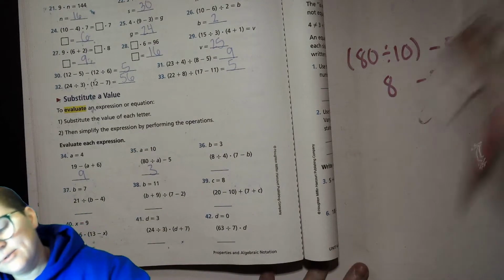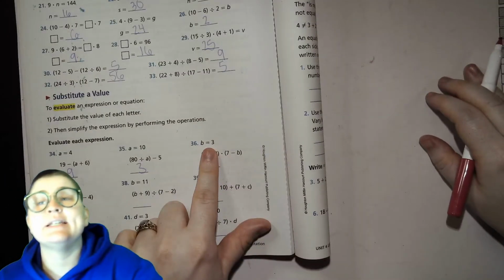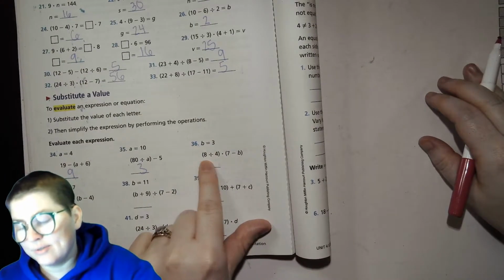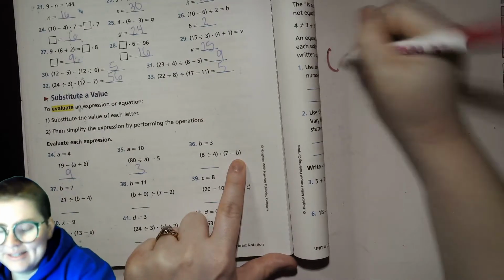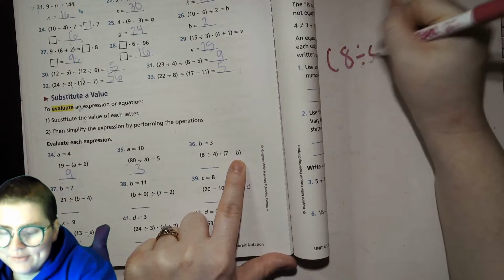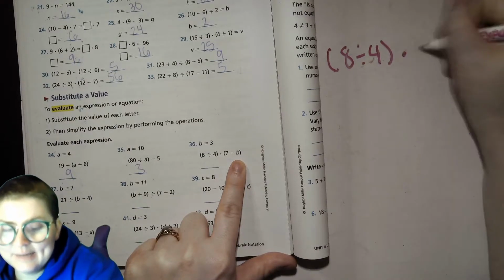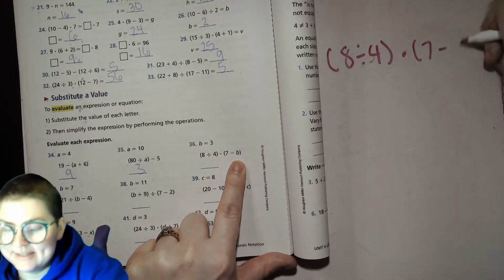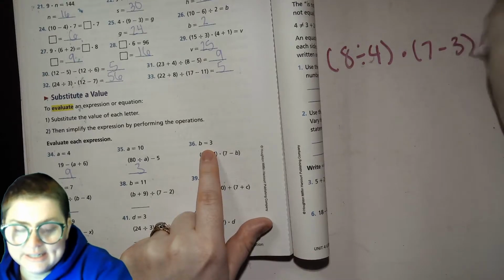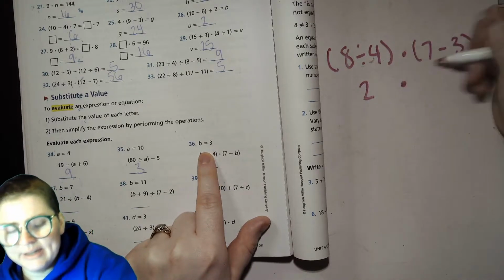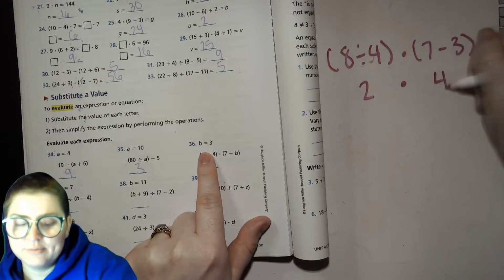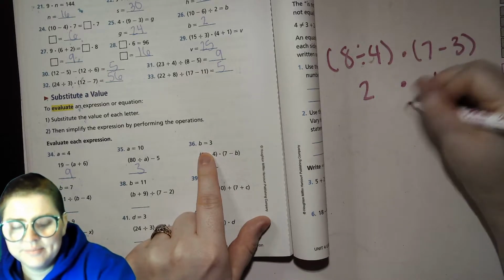All right. Here we see B equals 3. So where we see that B, we're going to put 3. Parentheses, 8 divided by 4, close parentheses, times, parentheses, 7 minus 3. 8 divided by 4 is 2, multiplied by 7 minus 3, 2 times 4 is 8.